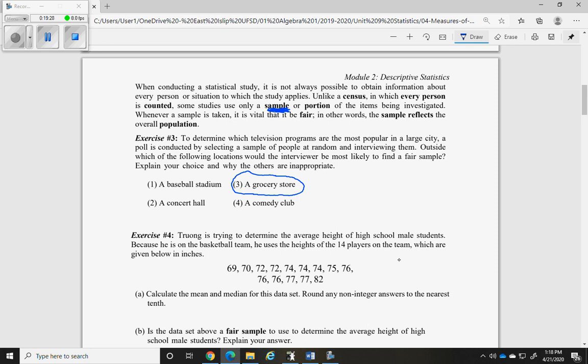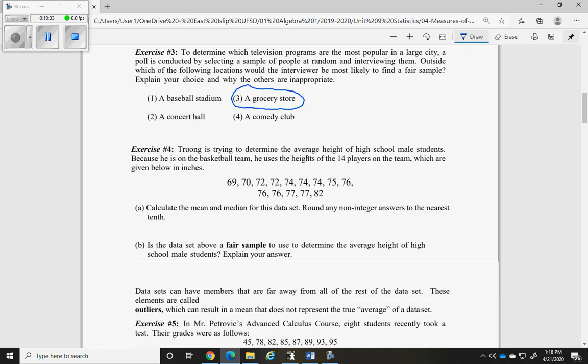Number 4. So if we're trying to determine the average height of high school male students, they want to take a survey. He's on the basketball team, so he uses the heights of the 14 players on the team. Right away, I'm already thinking this isn't a fair survey.